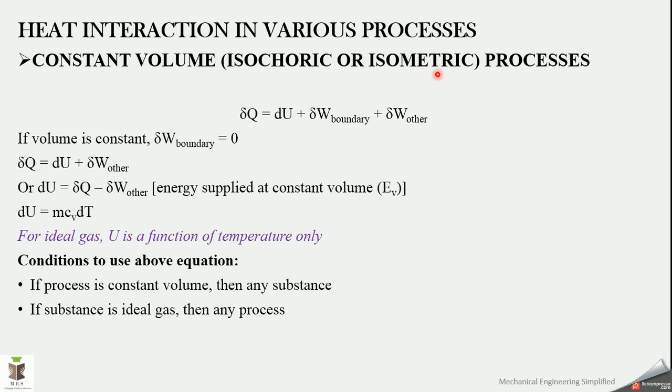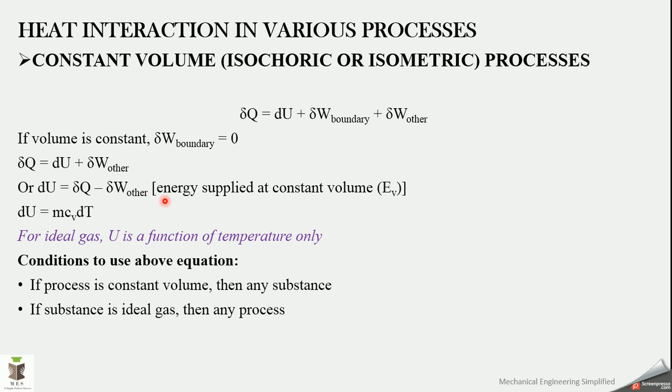Okay, so we have seen that this is the general expression for first law of thermodynamics, that is del Q is equal to dU plus del W boundary plus del W other. That means if the volume is constant, the boundary work is 0. So del Q is equal to dU plus del W other, or you can also write dU is equal to del Q minus del W other. This is the energy supplied at constant volume, because we have taken the volume as constant, so del W boundary is 0.